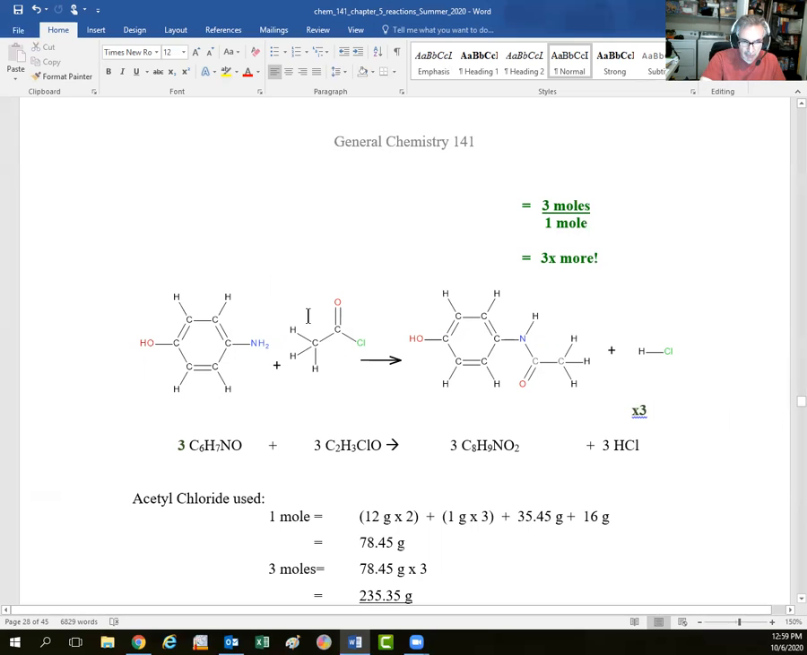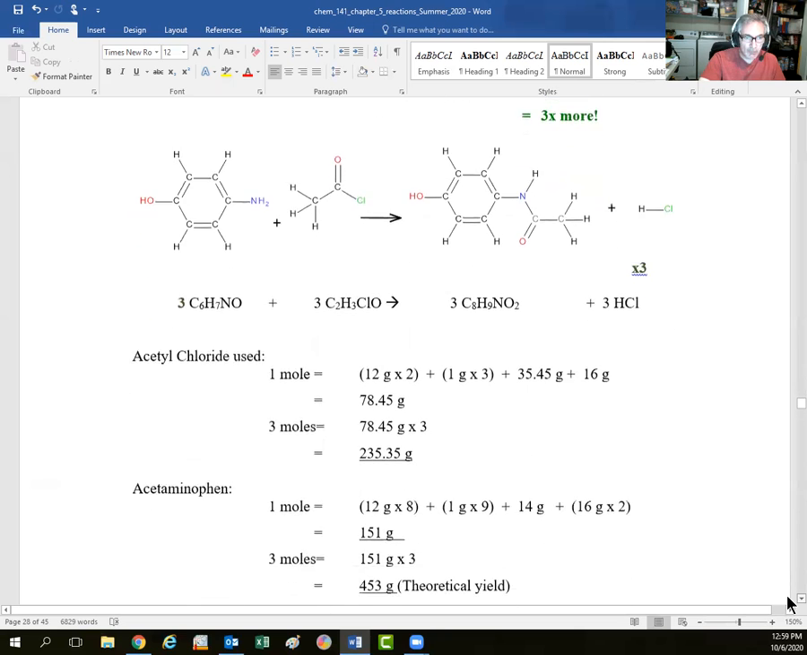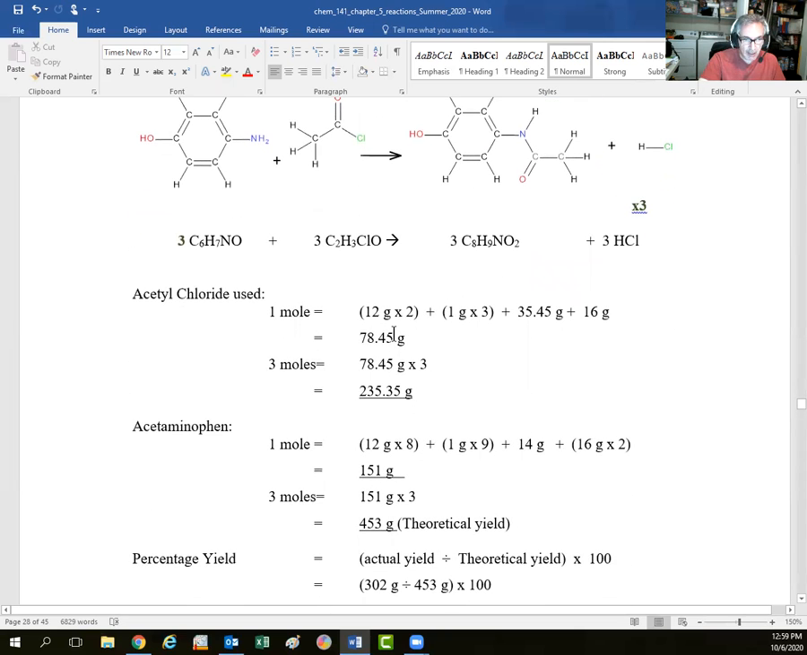So now we've got a target for acetyl chloride and for the acetaminophen, 3 moles. For the acetyl chloride, we can work out the mass of 1 mole. That's 12 grams for carbon again, times 2. 1 for hydrogen times 3. 35.45 for chlorine. And 16 for oxygen. That comes to just over 78 grams. So 3 times as much, that'd be 235.35.